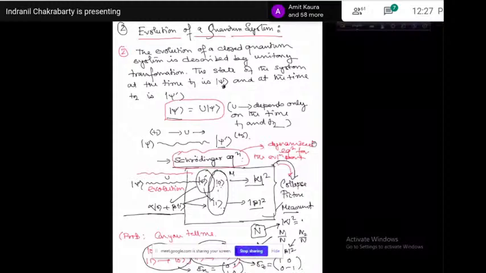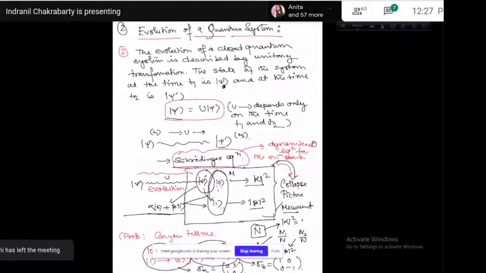The second postulate tells you the evolution of a quantum system. The evolution of a closed quantum system is described by a unitary transformation. For example, if the state of the system at time t1 is psi and at time t2 is psi prime, then psi prime is connected to psi through the unitary operator U, which depends only on times t1 and t2.